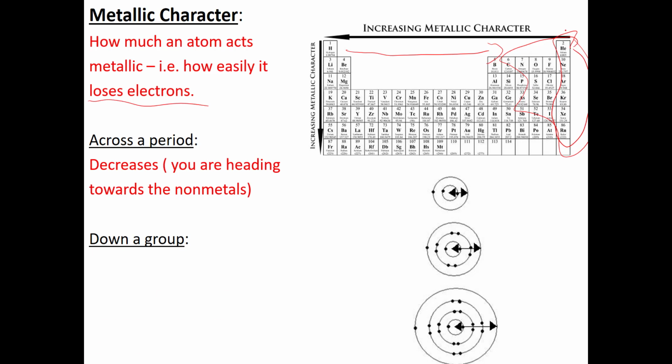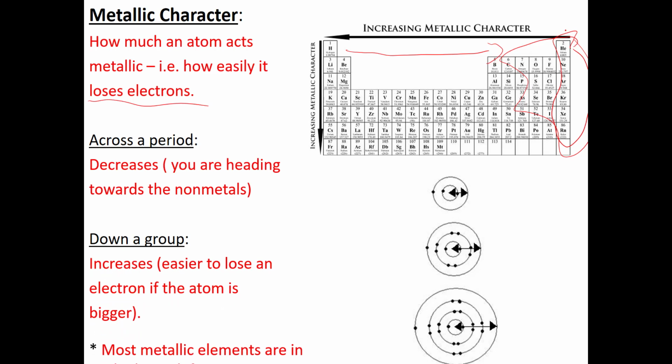As you move down a group, your metallic character is going to increase. Why? It's easier for a bigger atom to lose an electron. So it's easier to lose an electron if the atom is bigger. Think of that force: the farther away you are, the harder it is for me to hook into that electron.